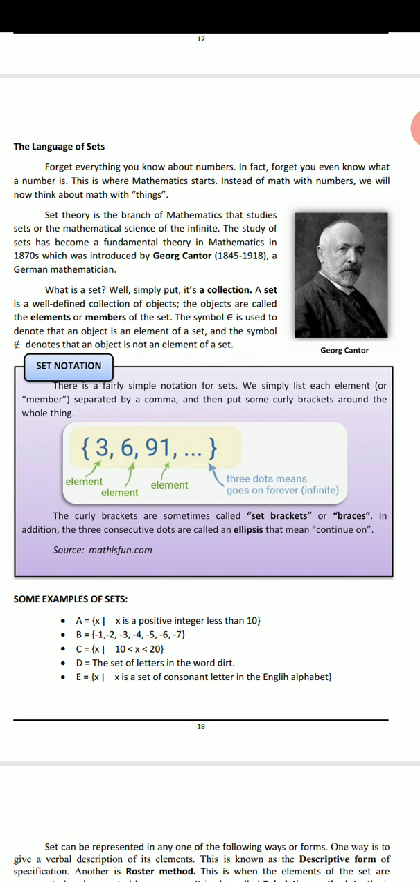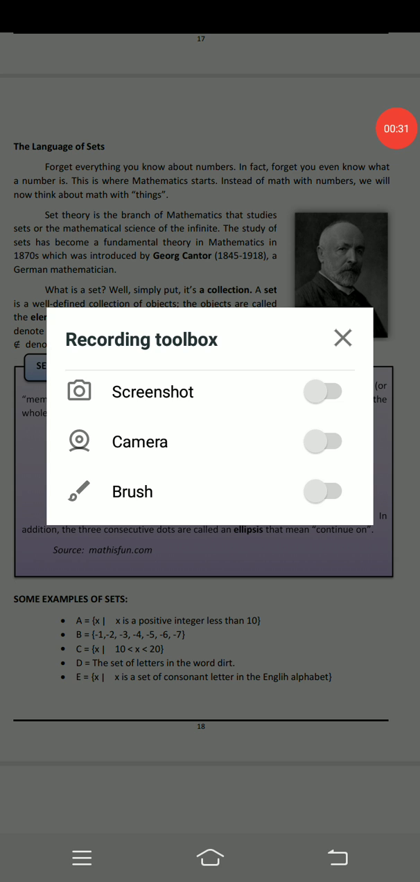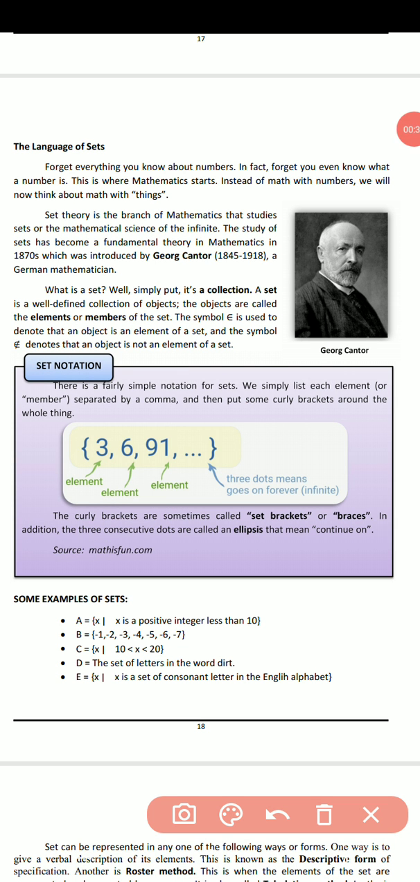So simply we write the elements of the set. For example, if we have here set A, we just write A there and then an equal sign, and then we use this symbol at the beginning before we list the first element of the set. So we have the open brace, and then we enumerate the elements of the set, which in this example we have 3, 6, 91, and so on. So these three dots mean goes on forever or infinite. Ibig sabihin, wala siyang katapusan.